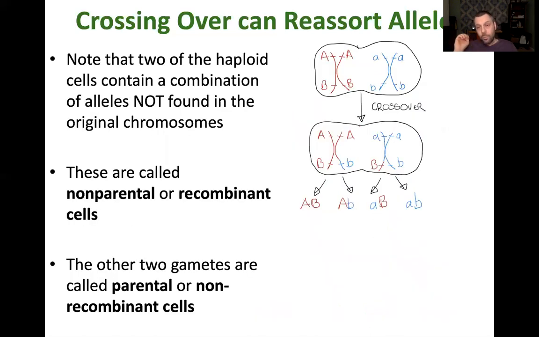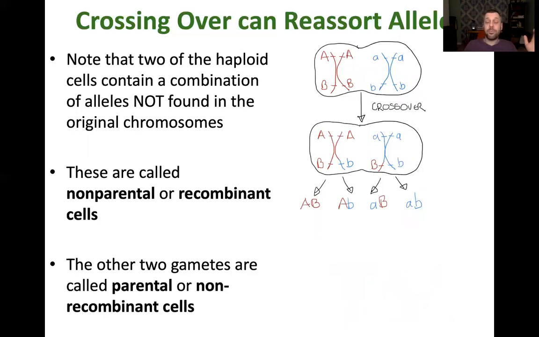So what happens when you have a crossover is that you get gametes that look different from the parental cells, right? Which is really important because it means that when you pass on your genetic material to your progeny, you're not just passing on exactly the same stuff you got from your parents, right? There's some genetic mixing that's taking place.